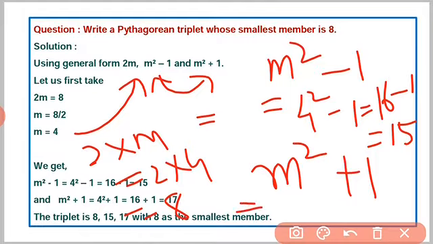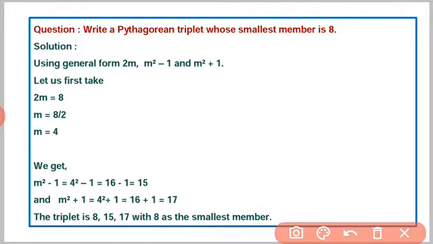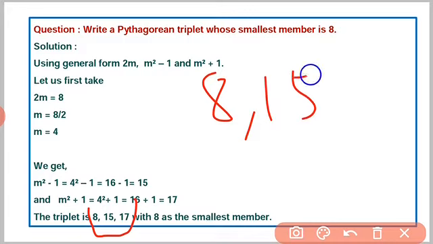Let's find the third member. So 4 squared plus 1, what do we get? 16 plus 1, that is equal to 17. So the three members are 8, 15, 17, of which 8 is the smallest member. So the Pythagorean triplet is 8, 15, 17 and 8 is the smallest member.